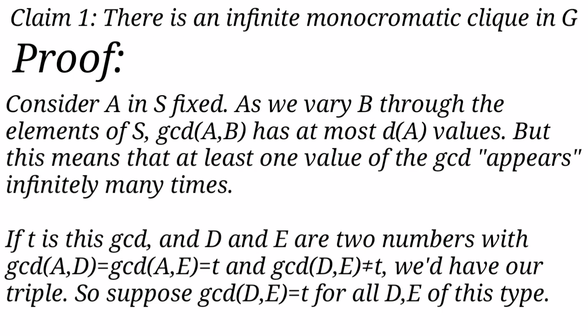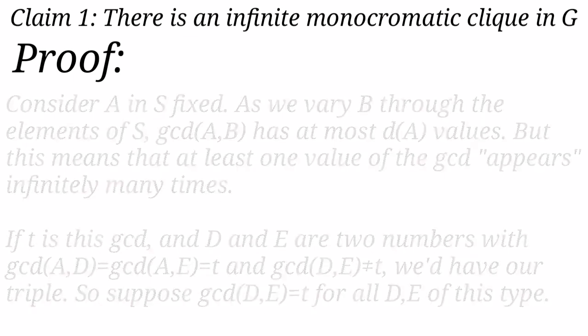If the GCD of D and E is different from T, we have the triple that we wanted, as the GCD of A and D equals the GCD of A and E, which is different from the GCD of D and E. So we have to suppose that for every D and E that generates this GCD that appears infinitely many times, the GCD of D and E equals the GCD of A and D, which is T.